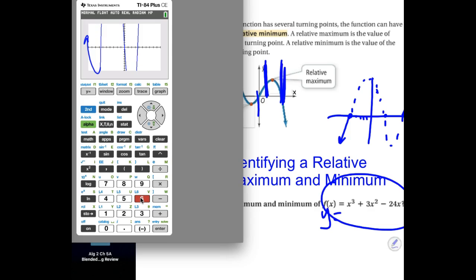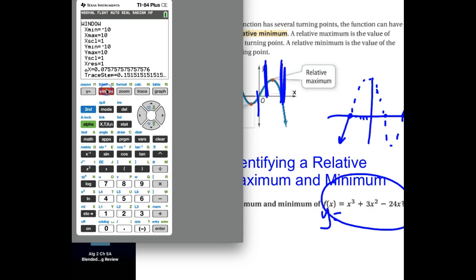So I know that I don't have to make my x window any bigger, but I am not seeing my high and low points. Okay? So I do want to make my y direction bigger. So we're going to go back to window here, and we're going to change our y min and max. Let's make the minimum, let's say negative 30, and our maximum, let's look at positive 30.